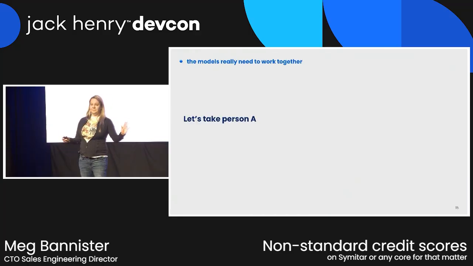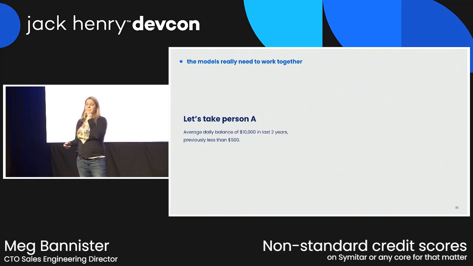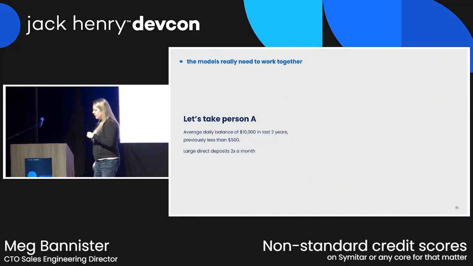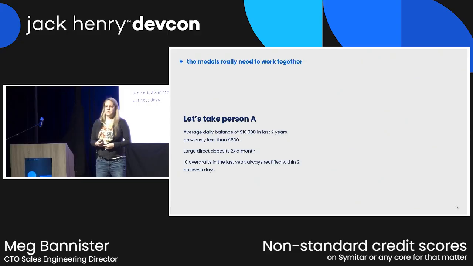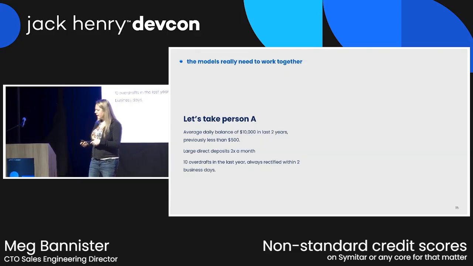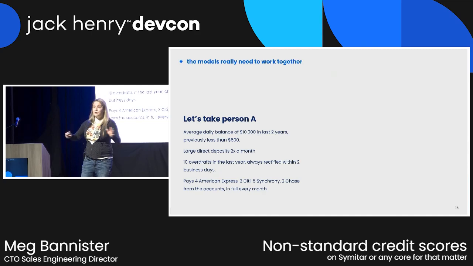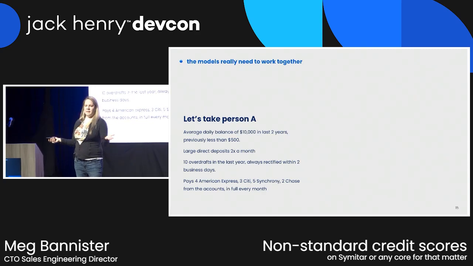We're going to take person A. Person A has an average daily balance of $10,000. Must be nice. And in the last 2 years it went up to that. It used to be less than $500 a day. They get large direct deposits twice a month. Makes sense, payroll, probably not commission-based, because they're steady deposits. They've had 10 overdrafts this year, pretty much every month, maybe as they get to the end of the month, but it's always rectified. So they pay the fee, and they're always fine, and they have an average daily balance of $10,000. They also pay off every one of their credit cards, all 4 American Express, 3 Citi, a bunch of Synchrony. They pay them off every month, so they look clean on paper, but this is their behavior.